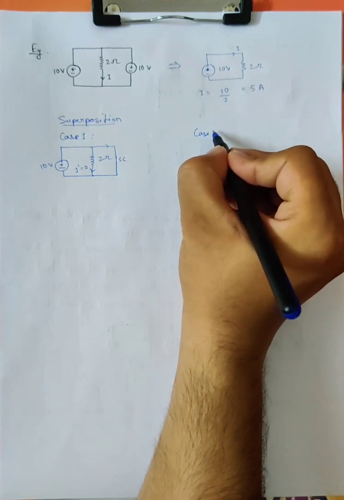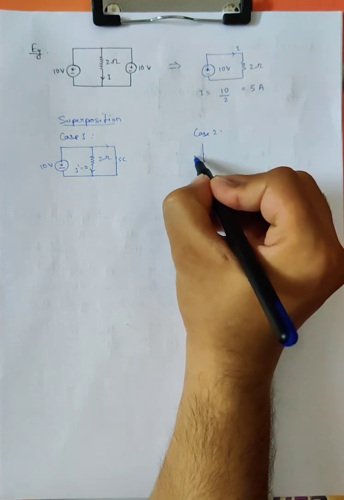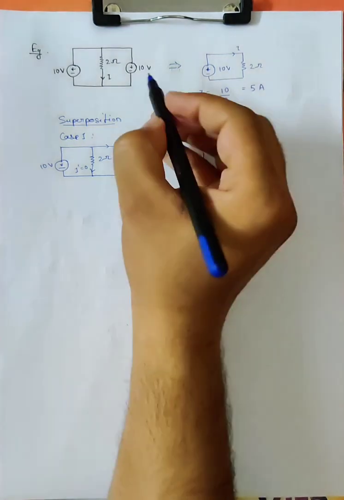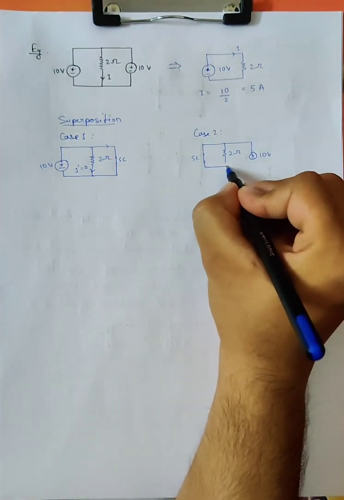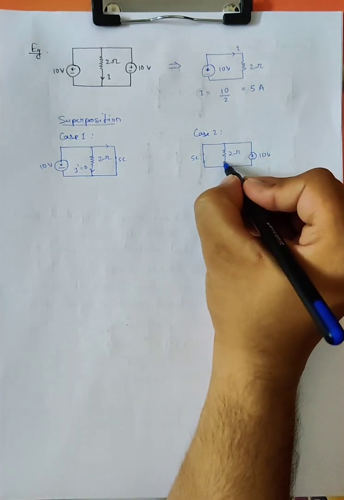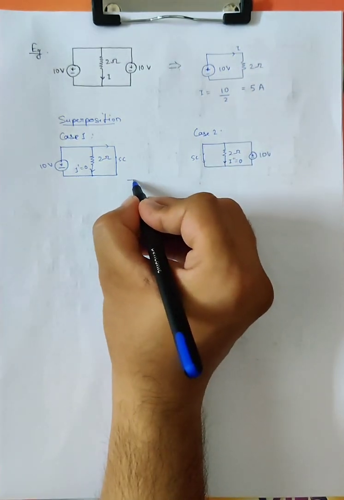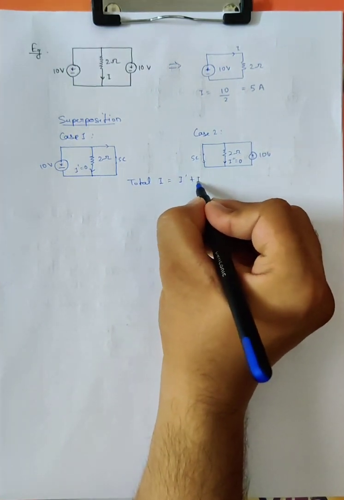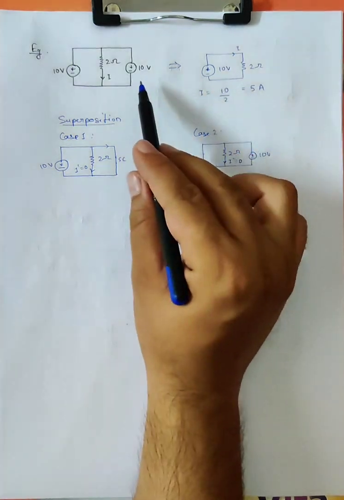Case 2 will be like this. This side of the voltage source is short circuited. This is 2 ohm and this is 10 volts. Again the whole current will go through this short circuit, so the current in this will be I double dash is equal to 0. Total I will be equal to I dash plus I double dash, which is equal to 0.